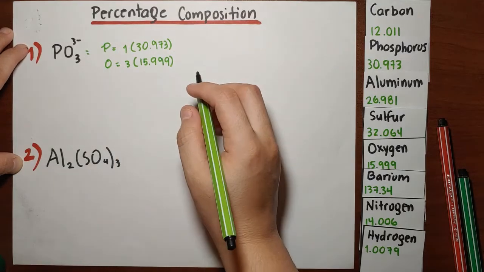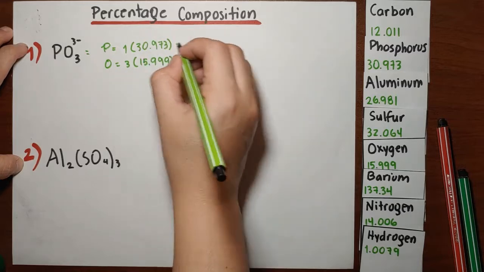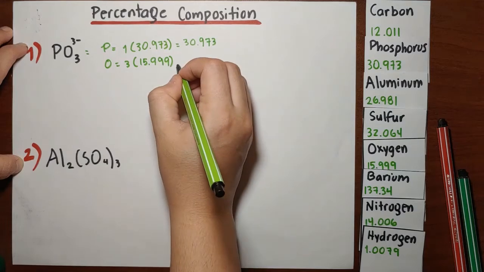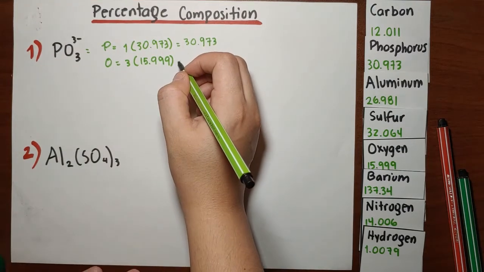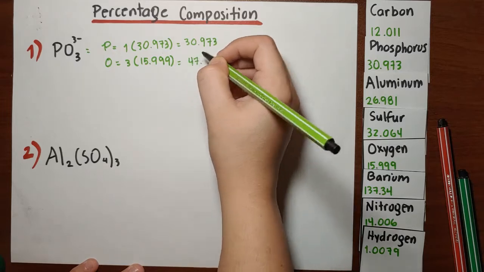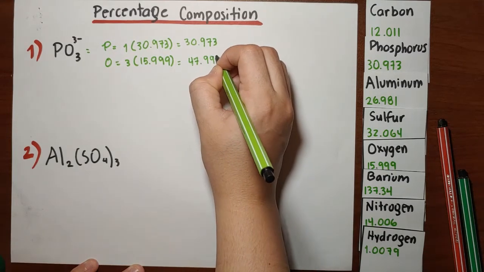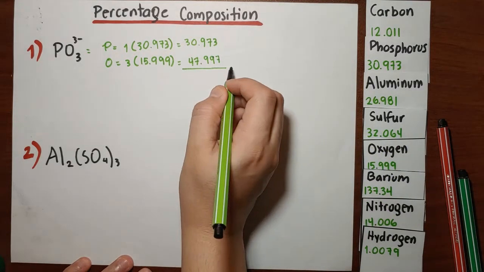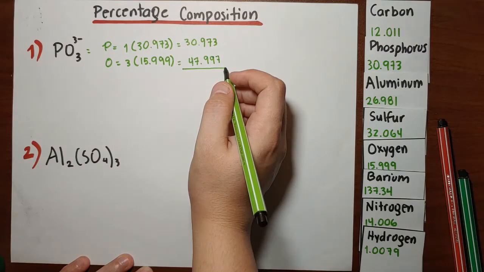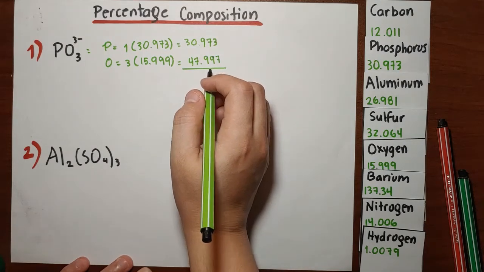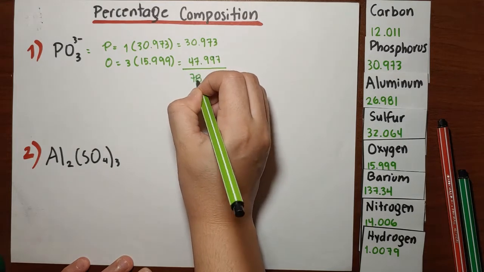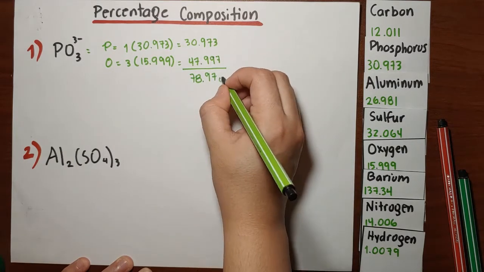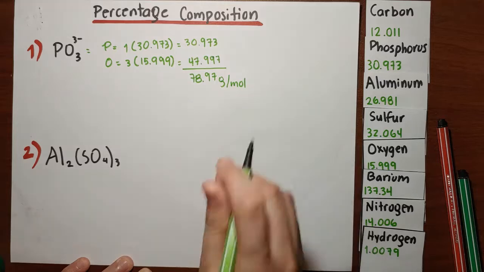This gives me the same, 30.973. And oxygen gives me 47.997. Okay, now when you add them all, this gives me 78.97 grams per mole. So far so good.